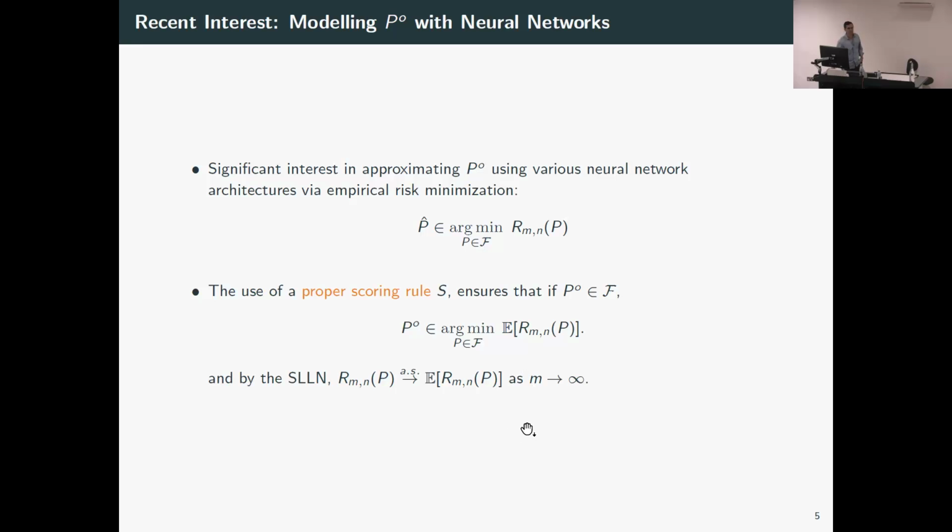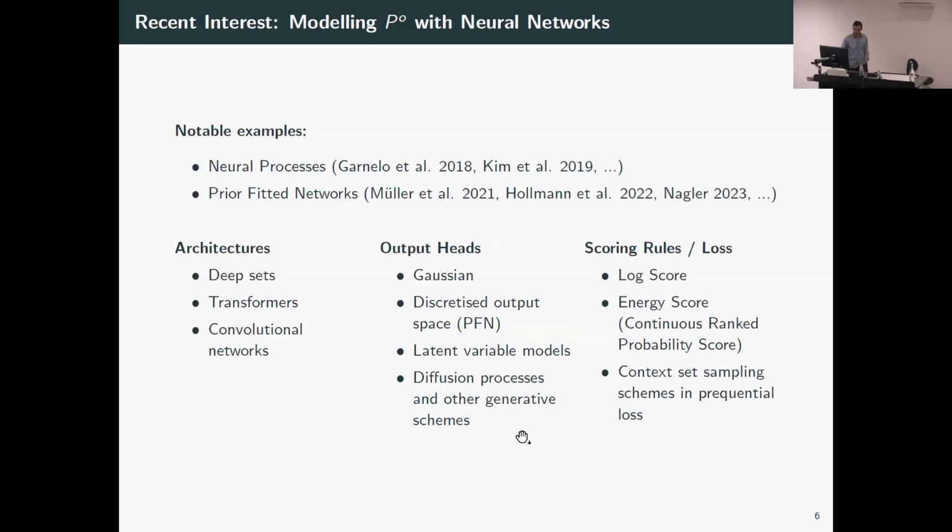It's a fact that I think Susan mentioned in her talk in the context of the log score, but it holds for more general scores. So we could do this with the energy score, any proper scoring rule. So what are some methodologies that have been introduced in recent years? Notable examples are the neural process family of methods and prior fitted networks, which Susan talked about yesterday.